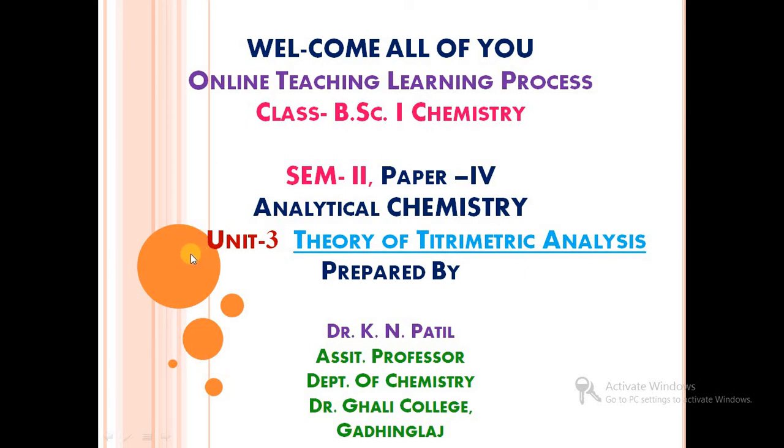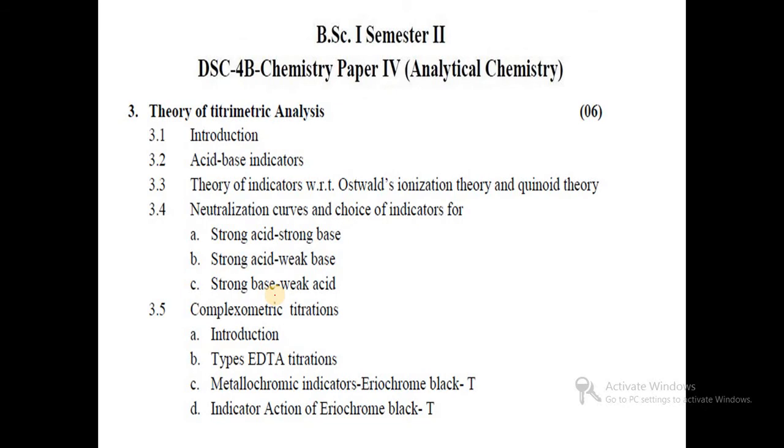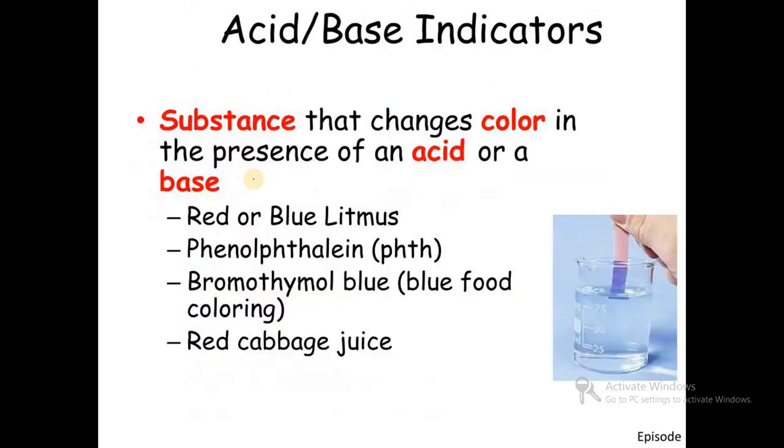We have started paper number 4, analytical chemistry, in which we have started unit number 3, theory of titrimetric analysis. In our last lecture we have seen the introductory part regarding titrimetric analysis, and in this lecture we will see what are the acid base indicators. So first we will see what are the acid base indicators.